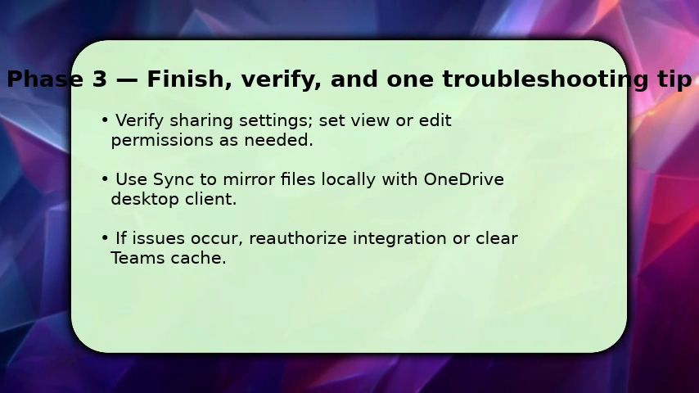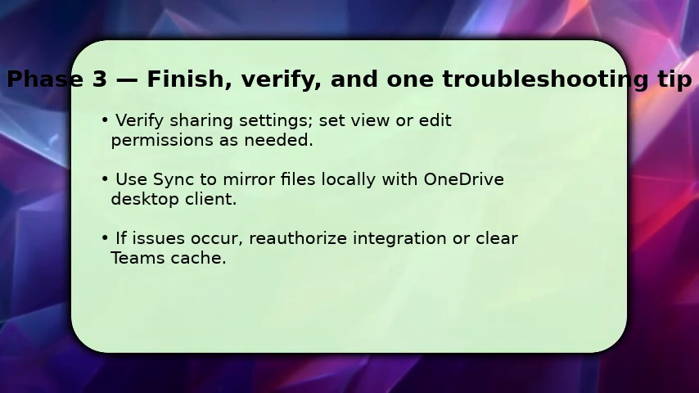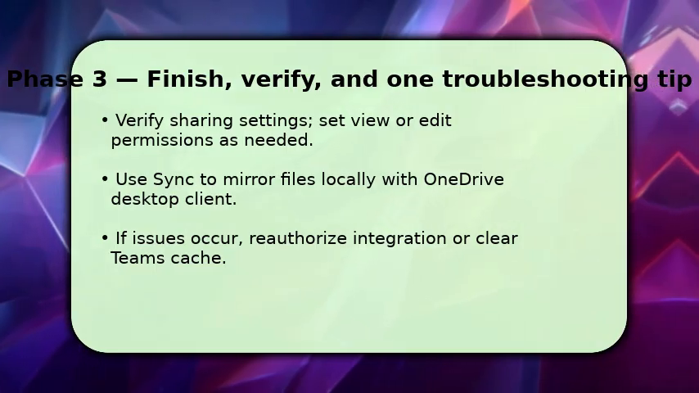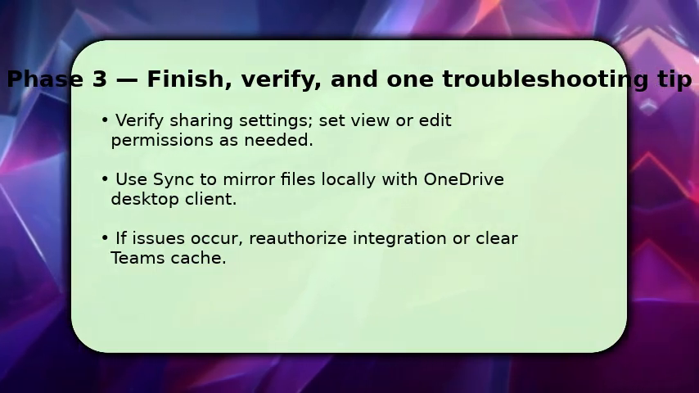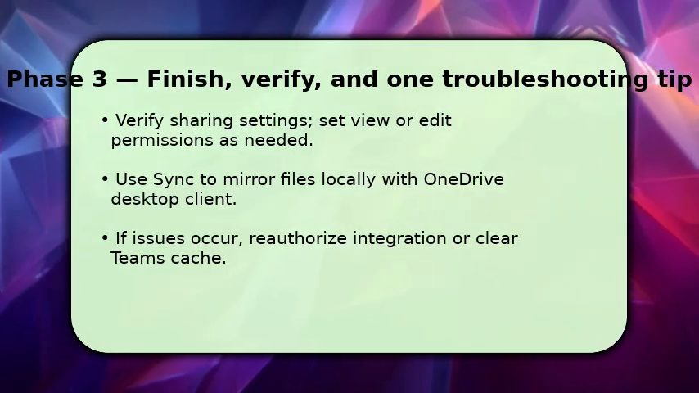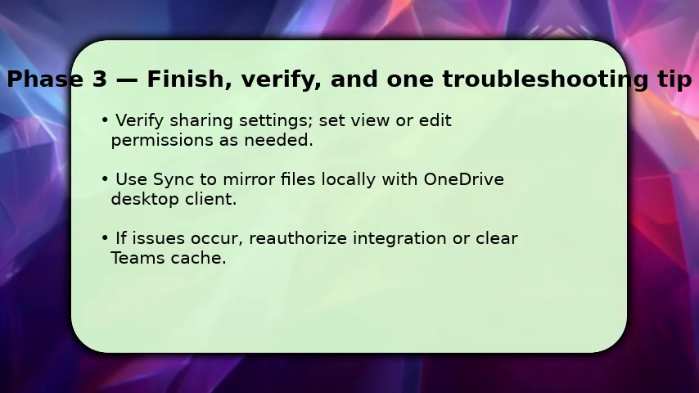Finish by verifying sharing settings on the files or folders you connected. Set view or edit permissions so collaborators have the right access. Then, click Sync to mirror selected OneDrive folders locally using the OneDrive desktop client, which speeds access and offline work.